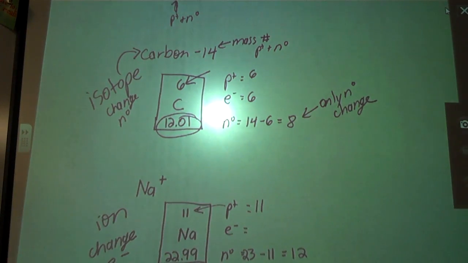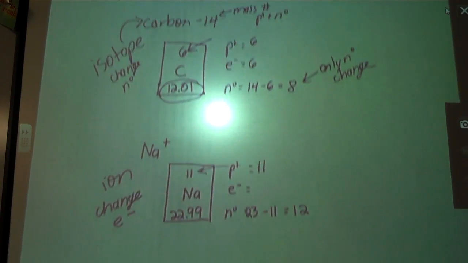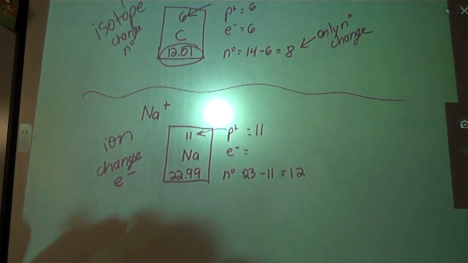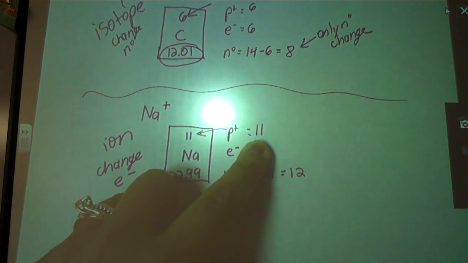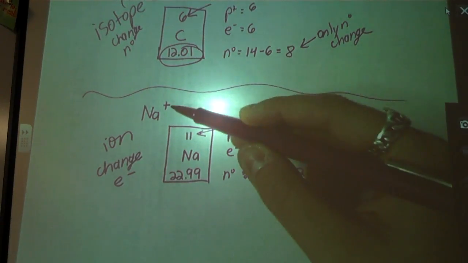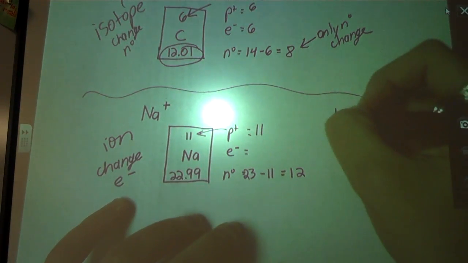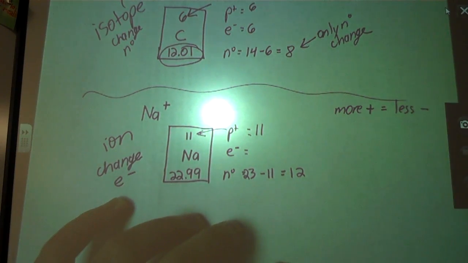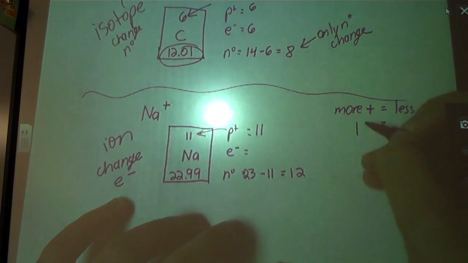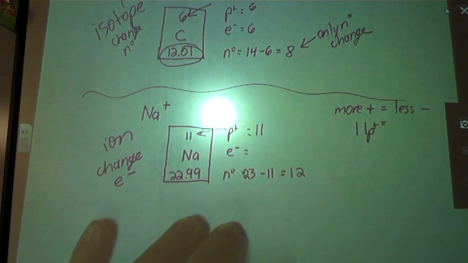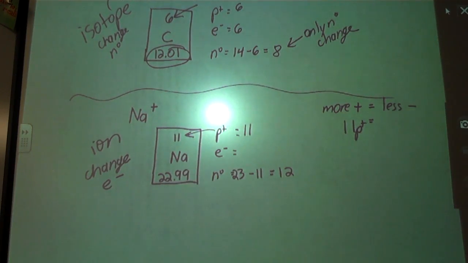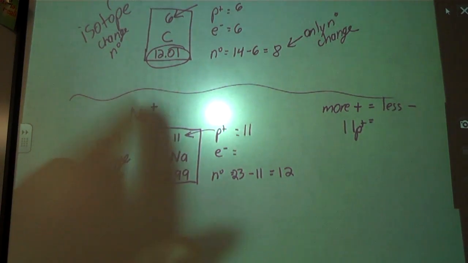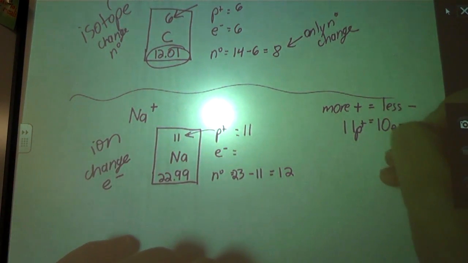Now, were this a regular old sodium atom, you can't see that, I apologize. Were this a regular old sodium atom, it would have 11 electrons to counteract these 11 protons. But since this is a positive atom, I need more positive and less negative. But remember that we said we cannot change that number of protons. I have to leave it the same. So that means all I can do is change my electrons. I need less electrons. How many less? 1 less. 11 minus 1 is 10 electrons.